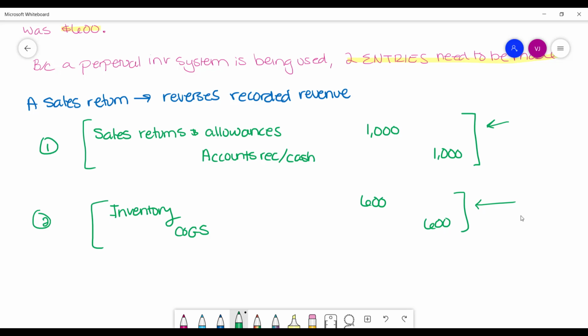So when you record a sales return, you don't decrease sales outright. You use the contra revenue account called sales returns and allowances, and you also need to make sure in a second entry to put it back into inventory and reduce your cost of goods sold.